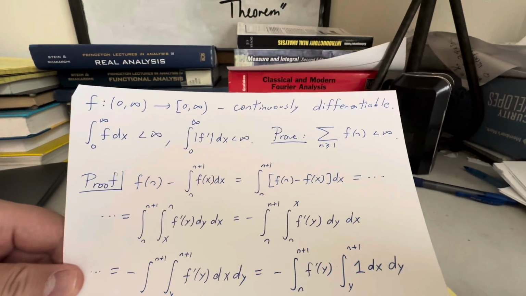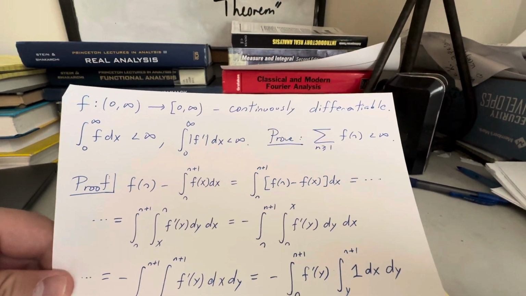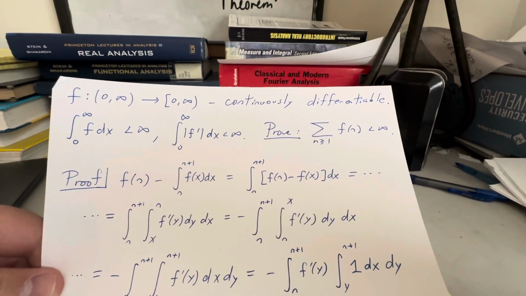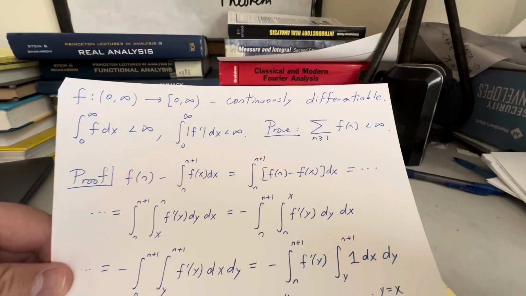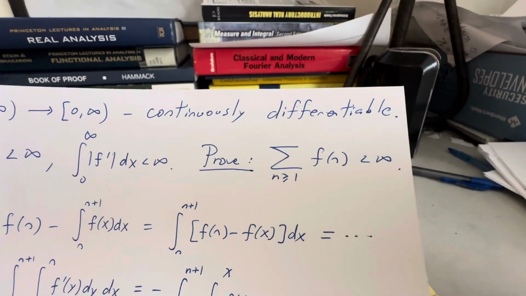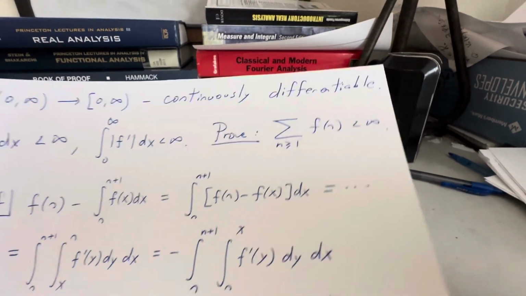You have this non-negative continuously differentiable function defined on the positive real numbers. You assume its integral is finite. You assume that the integral of the absolute value of its derivative is finite. And we want to prove that this series converges. So this is f evaluated at n, for positive integers n greater than or equal to 1.